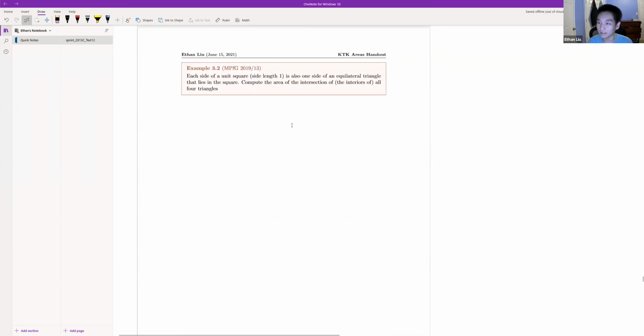All right, then this problem. So each side of a unit square is also the one side of an equilateral triangle that lies inside the square. Then we want to find the area that is the intersection of all these things.